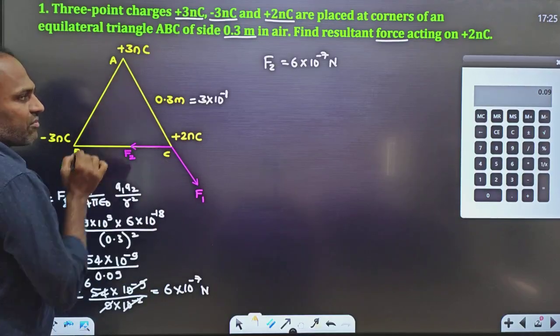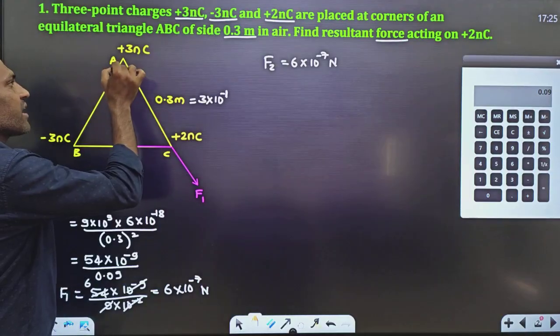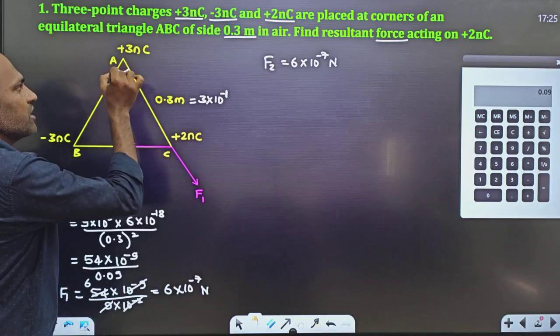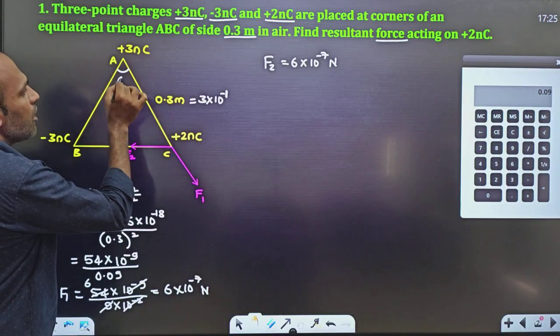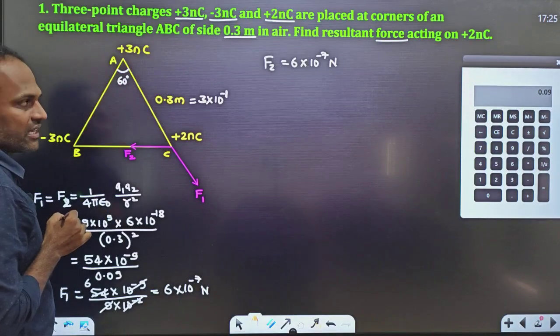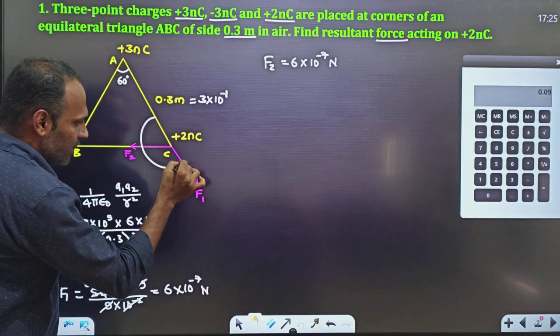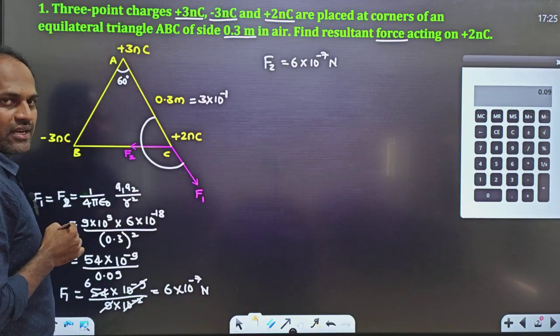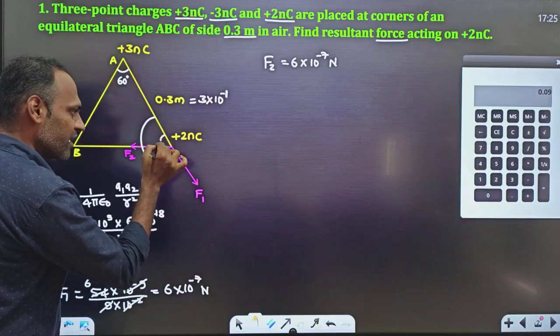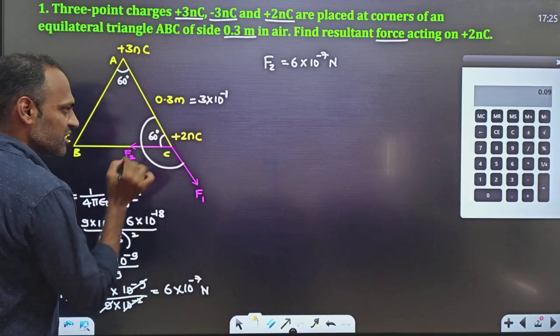Here, this is an equilateral triangle. Each angle or each vertex will have how much angle? It will be 60 degree. Okay, if this is 60 degree, see, this angle is 180. Within that 180, here we have 60 degree.